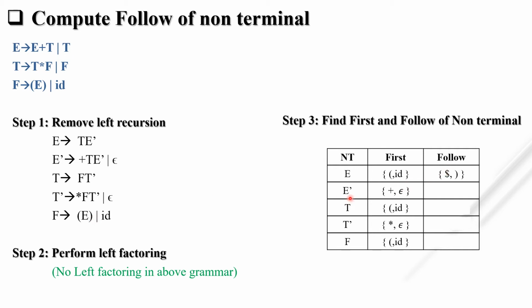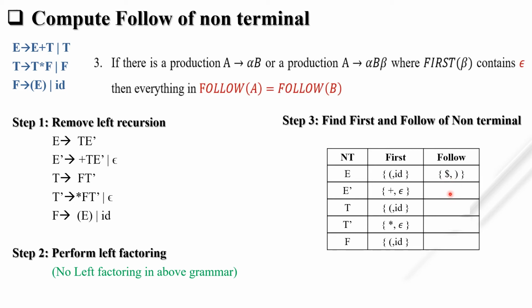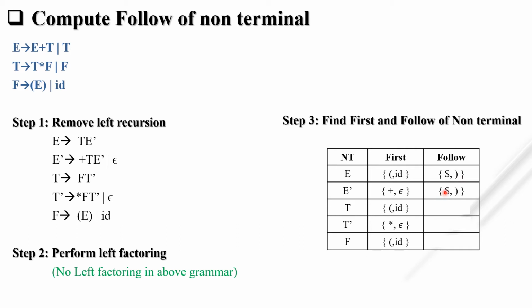Similarly, what is the follow of capital E dash? We have to check on the right hand side. Okay, so what is the follow of E dash? Nothing. So according to rule number 3, if the follow of E dash is nothing, then we have to copy the follow of E. Okay, what is the follow of E? Dollar and closing bracket. So we put dollar and closing bracket. So this is a rule: if B's follow is nothing, then we have to put A's follow in B. Similarly, E dash's follow is nothing, so we have to put E's follow in E dash. So dollar and this closing bracket are in the E dash also.